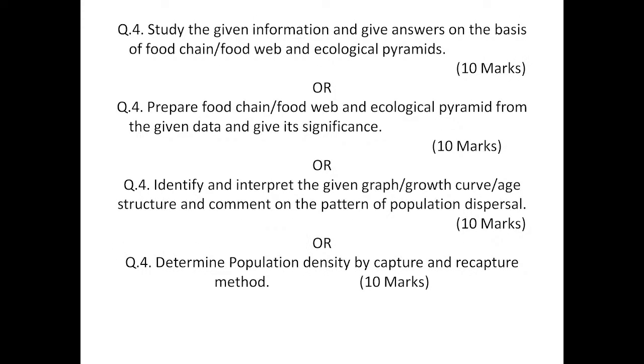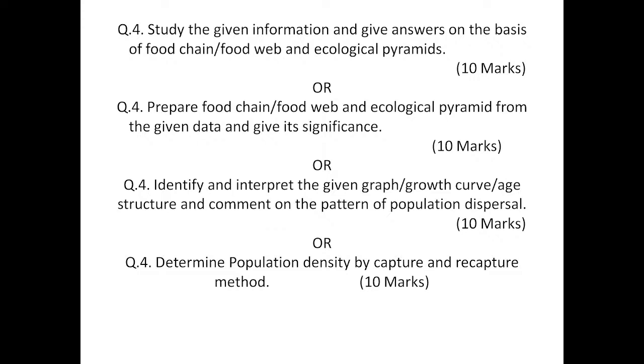Question number 4. Now students, in question number 4, there will be 4 options. Study the given information, give answer on the basis of food chain, food web and ecological pyramid. Out of these 3, any one will be there on the screen, either the food chain, food web or the ecological pyramid. On the basis of that, a question will be asked. Or in the second option, you will be given the names of animals and asked to prepare the food chain or the food web, or directly asked to prepare the food chain for the grassland, for the desert or aquatic animals or whatever, food chain or food web.